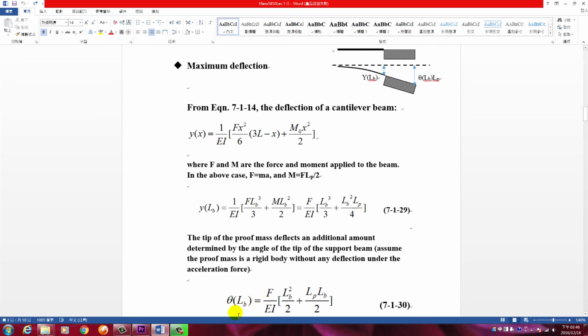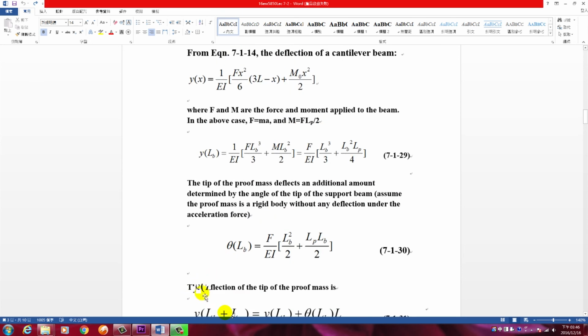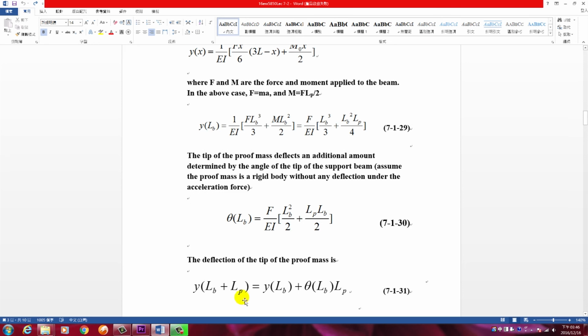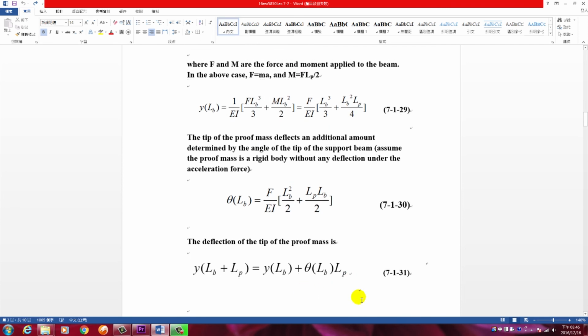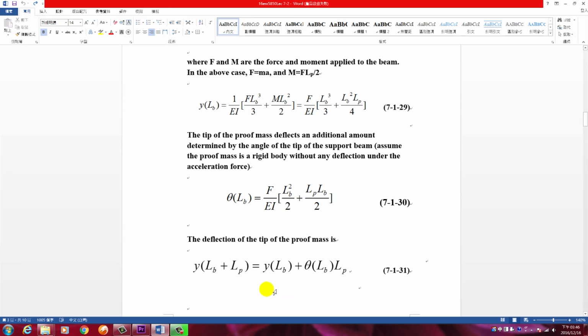Okay, so now we consider theta, the angle at the tip, and tangent theta, similar to theta, is equal to this equation. So the final deflection at the end of the proof mass will be the deflection of the tip plus theta times LP. LP means the length of the proof mass. That means tangent theta times the length. You get the displacement here.